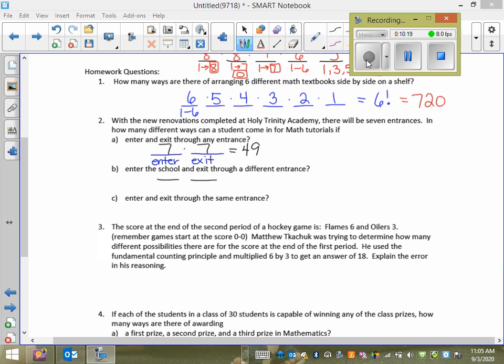Then we have to enter the school and exit through a different entrance, right? So when we enter, we still have how many options? 7. But we have to exit through a different entrance. So how many do we have to exit? 6. So 42.